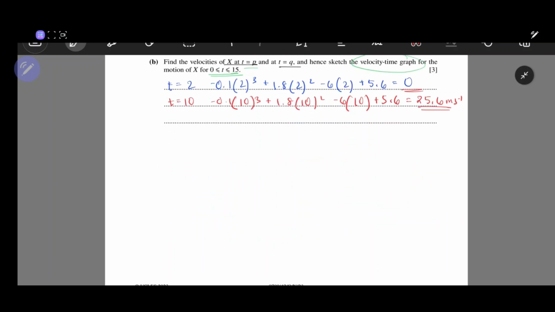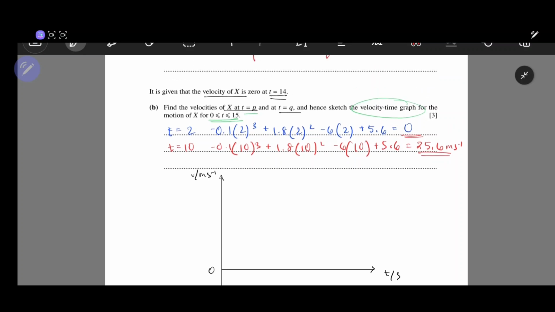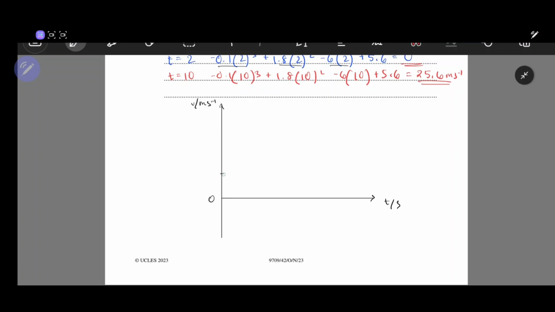Now let's sketch the graph. We draw the required axes. So this is for time, this is for velocity. 0 at the beginning. So where do we start our graph? We start at 0, obviously. So when t equals 0, all of this becomes 0. We just have 5.6. So it starts at 5.6.